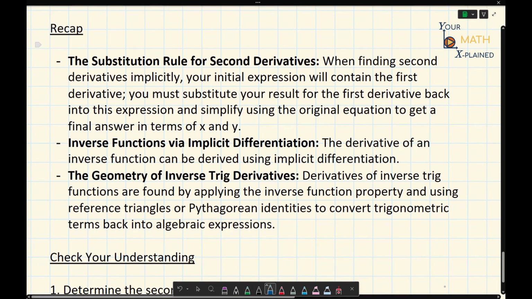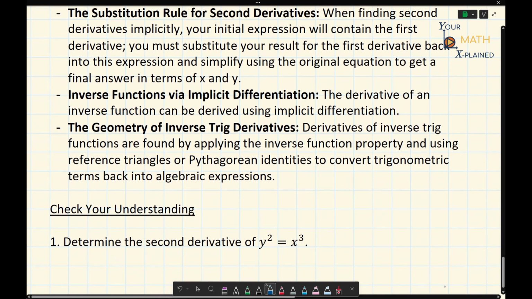And now it is your turn to give this a try. Can you find the second derivative of the equation on the screen here?